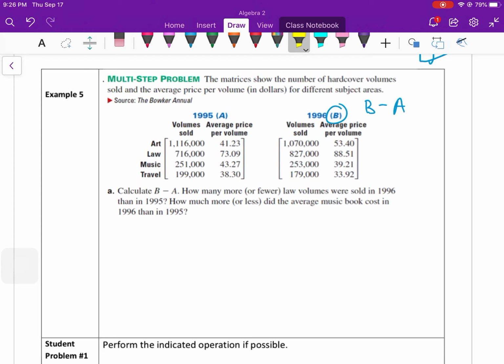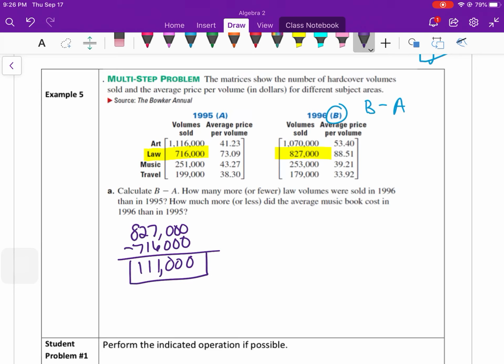So let's find law volumes. Law volumes here and law volumes here. So if I want that first question, I just want to know the difference between 827,000 and 716,000. So law volumes. So the difference was, it looks like they went up in 1996. So we sold that many more law volumes in 1996. So that was part A of the question.